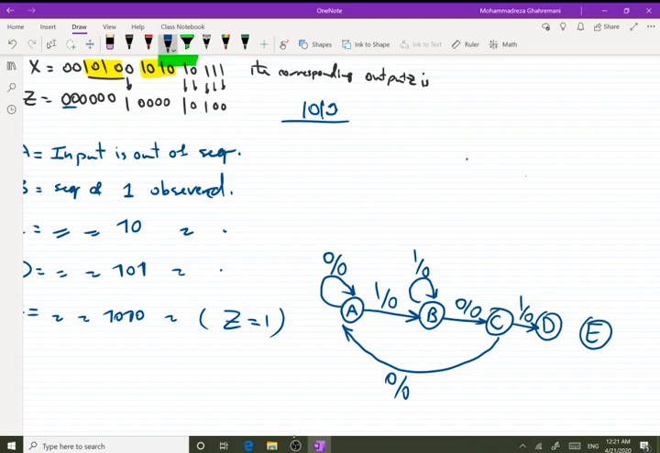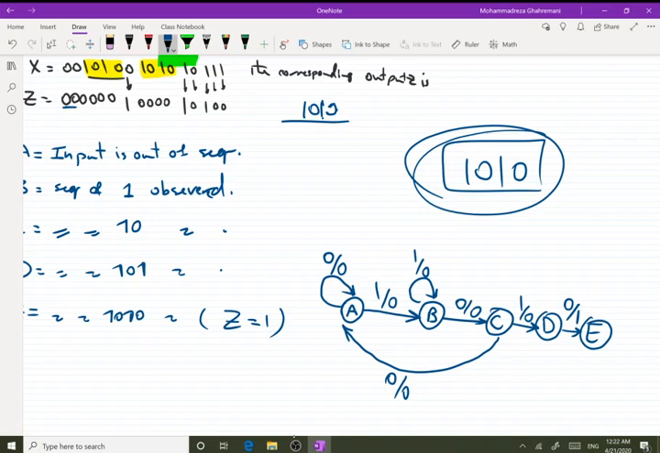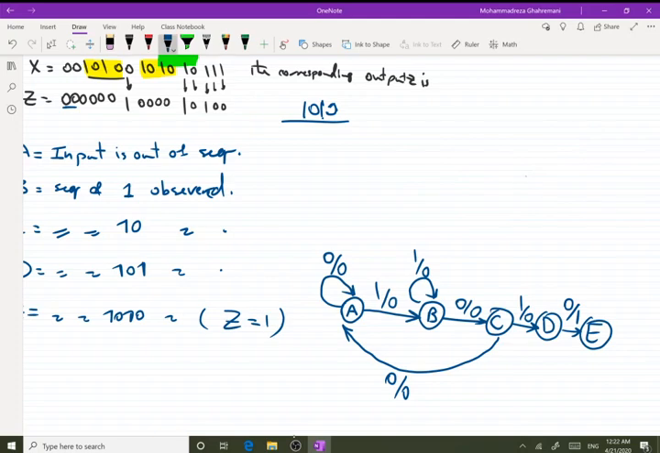Now we are in state D. In state D, we have 1 0 1. Let's say 0 is observed. If 0 is observed, it means that we have detected the sequence. So we move to state E. So if 0 is observed, the system moves to state E, and this time the output will be 1 because the sequence is observed.